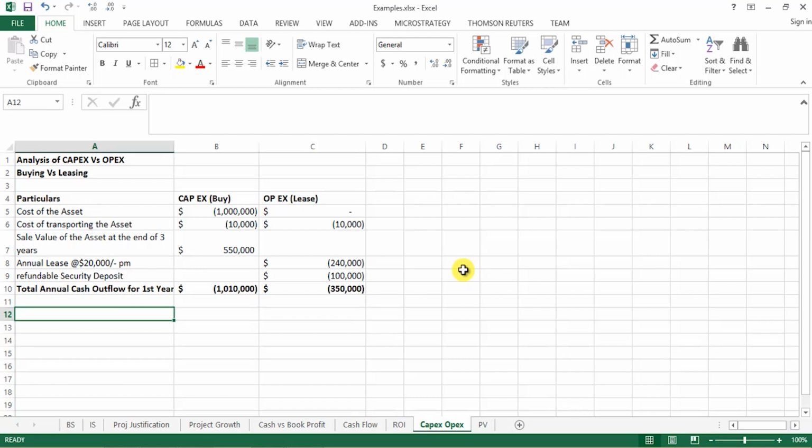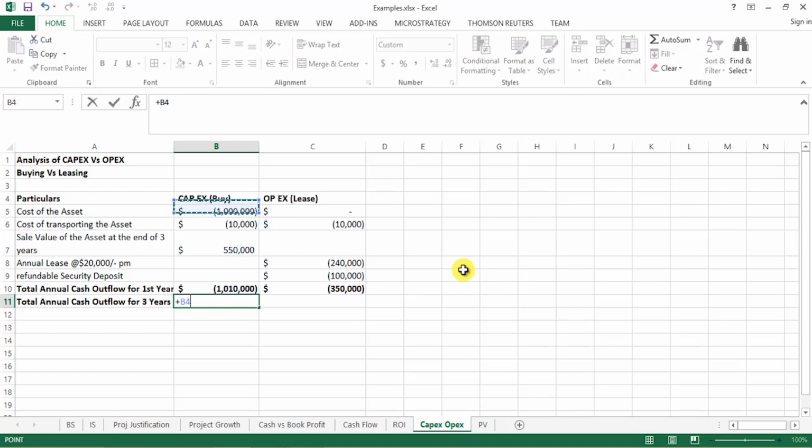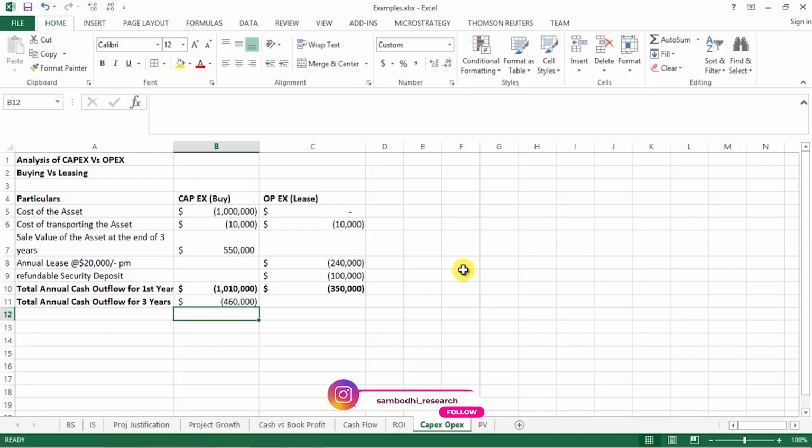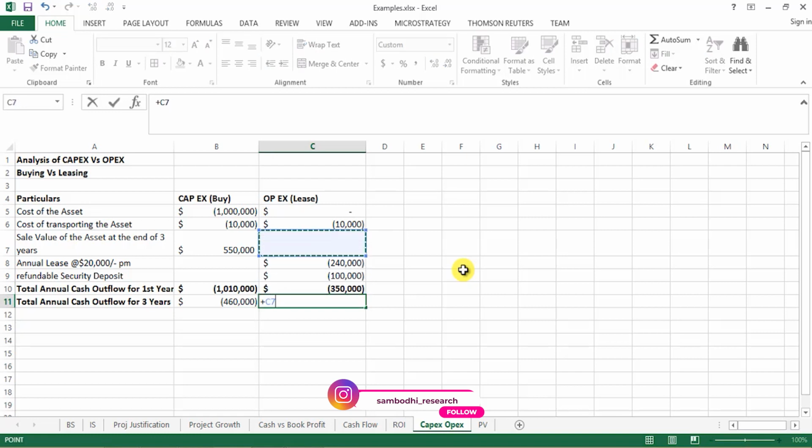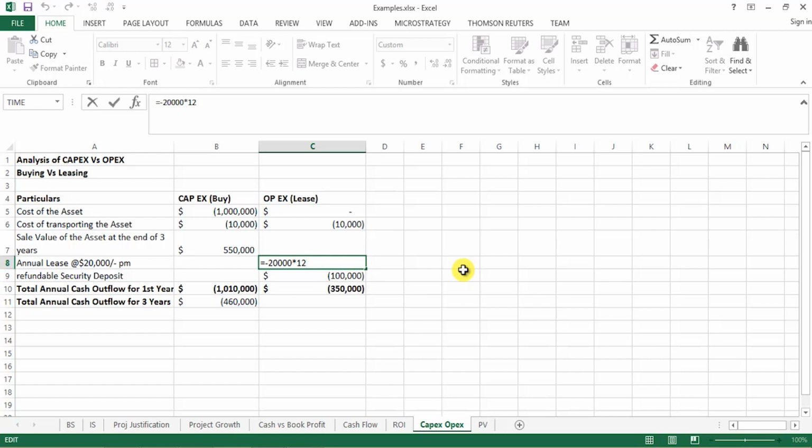Now let's see what is the impact at the end of the third year. Supposing we see what is the total outflow for 3 years. Here we're going to have the same outflow of the cost of the asset plus the cost of transporting the asset, and we're going to receive the value at the end of the third year of $550,000, under the assumption that we're going to receive the entire value of the machinery. Okay, there's no reduction going to be there. Still we end up incurring an outflow of $460,000. Versus over here, if we consider the cost of the asset for this one plus $720,000, that is $240,000 into 3.